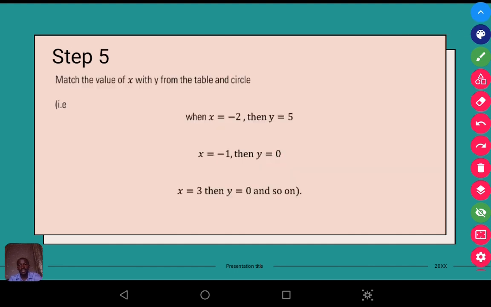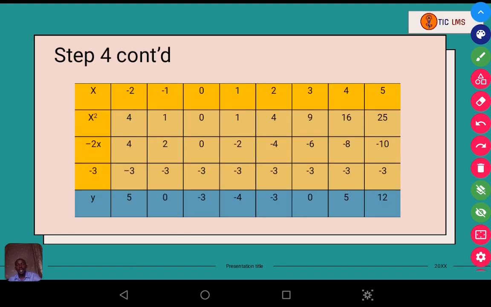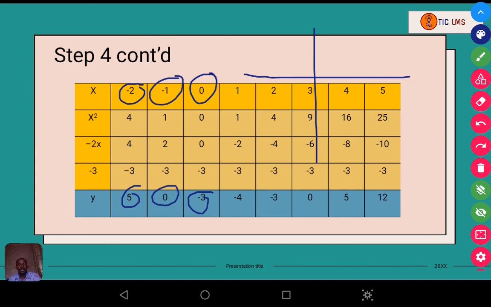Now let's look at the next thing. It says that we should match the value of x with y from the table, and then we put a point to it. So what that means is that when x is negative 2, y is 5. When x is negative 1, y is 0. When x is 0, y is negative 3. So meaning that, for instance, you have a graph like this where you have your numbering.